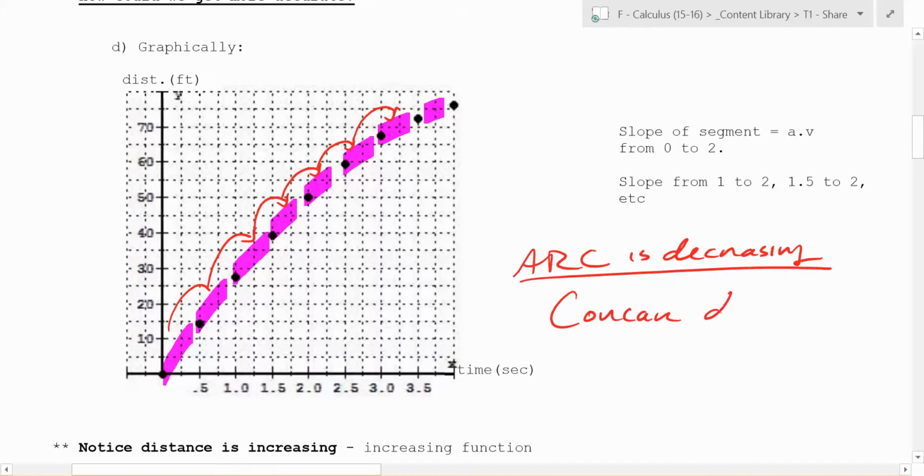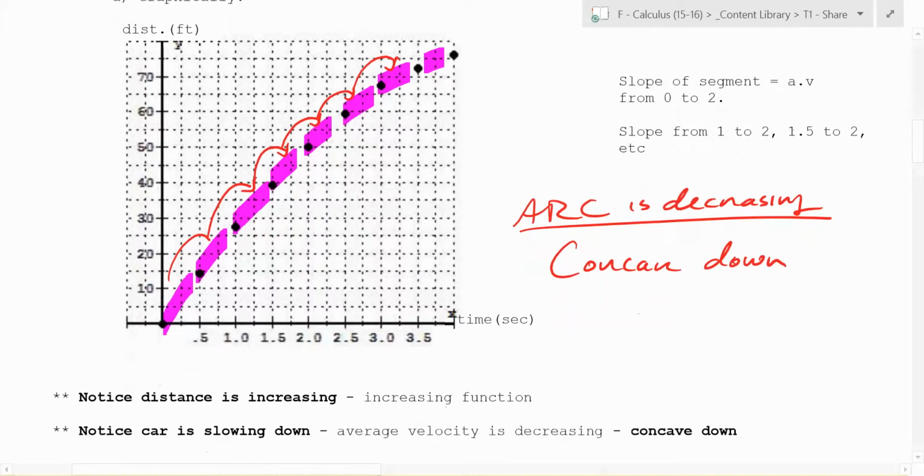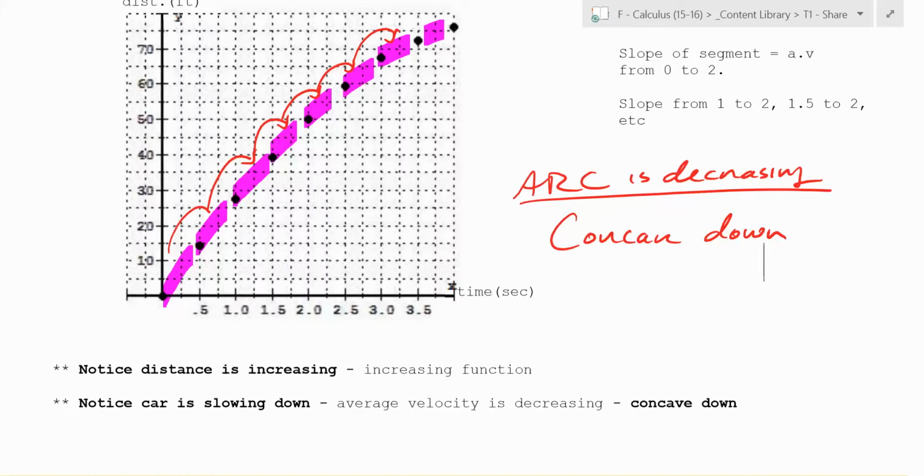Concave down. The average rate of change is decreasing, so it's concave down. Is this concave down? Is it a frowny face or part of a frowny face? Yes. So notice the distance is an increasing function, but it's slowing down. It's concave down. It's slowing down. It's going up, right?